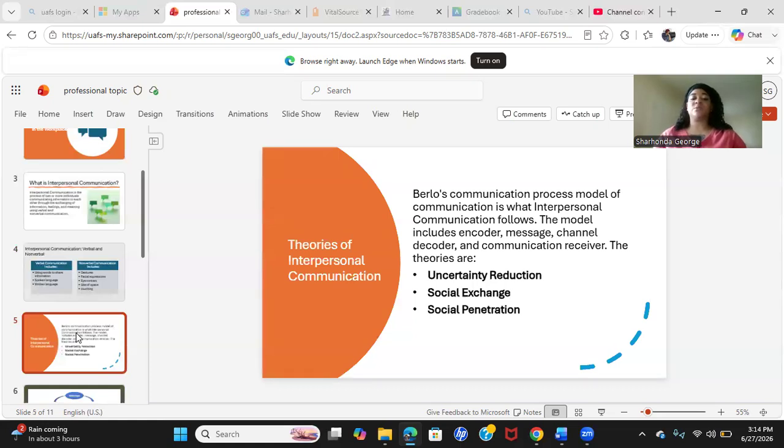Theories of interpersonal communication, and that is Berlo's communication process model, which interpersonal communication pretty much flows with. The model includes encoder, message, channel, decoder, and communication receiver. And the theories are uncertainty reduction, social exchange, and social penetration.